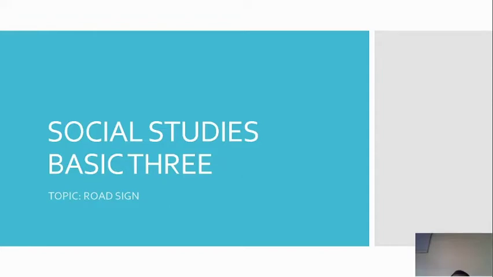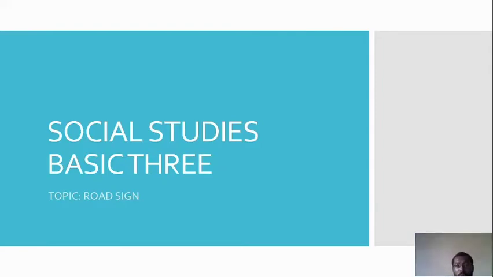Now, this is a continuation of the last topic we did. The last time we looked at the topic road accidents, and we looked at the causes of road accidents, in which one of them we said that one of the causes is disobedience to traffic rules. When we disobey traffic rules, that's one of the reasons why we have road accidents.